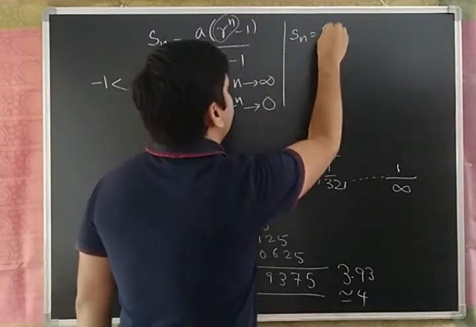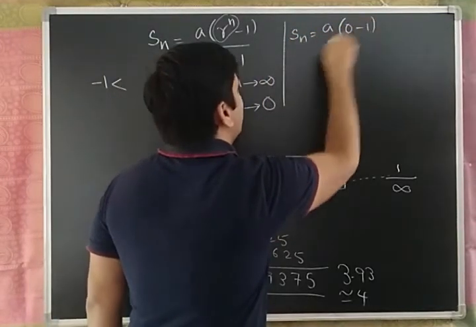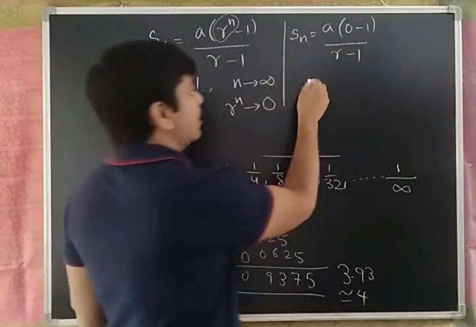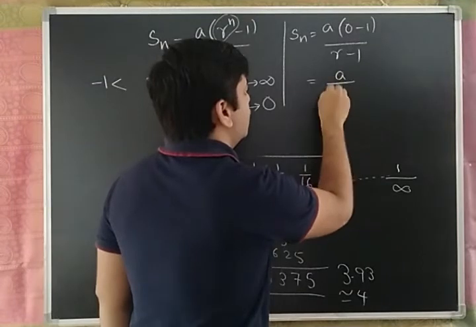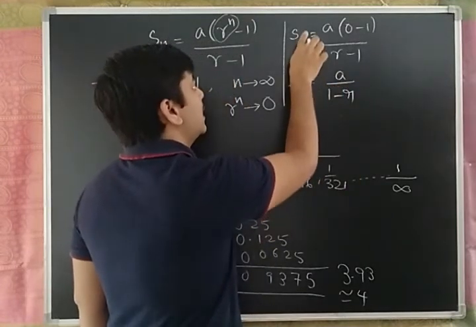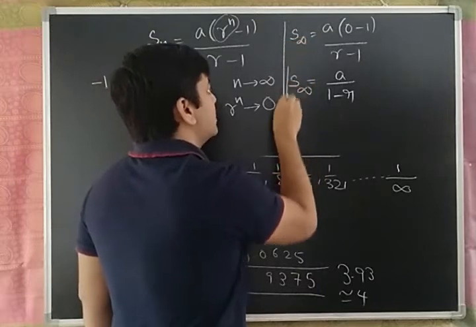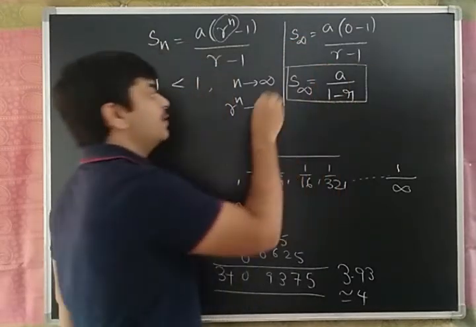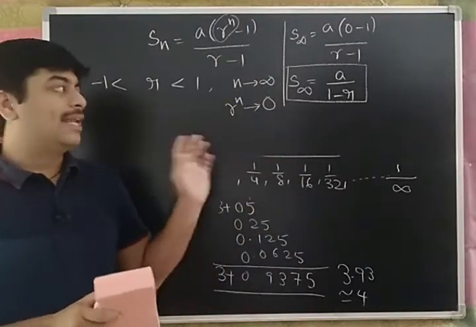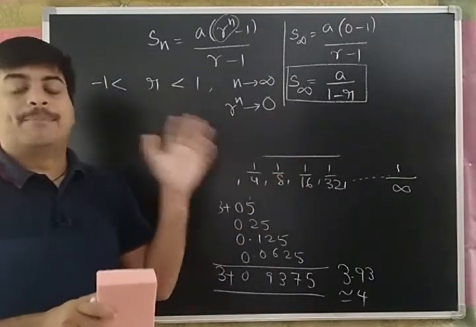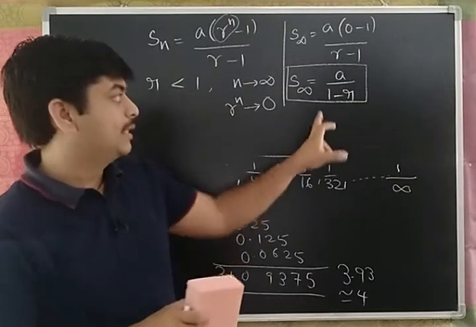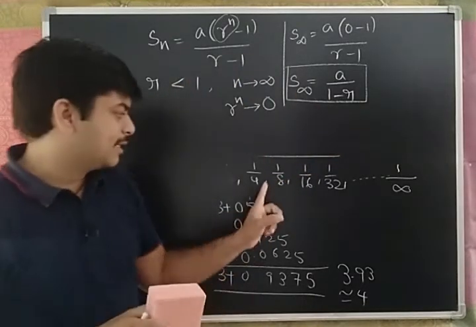So what is Sn we are having? Sn is equal to a into 0 minus 1 by r minus 1. Just take negative common from numerator and denominator, you will get a by 1 minus r. This is now considered as S infinity, not Sn. What is the meaning of S infinity? It is a sum to infinite terms. When you are adding infinite terms, the approximate value to which the complete series will converge is a by 1 minus r.